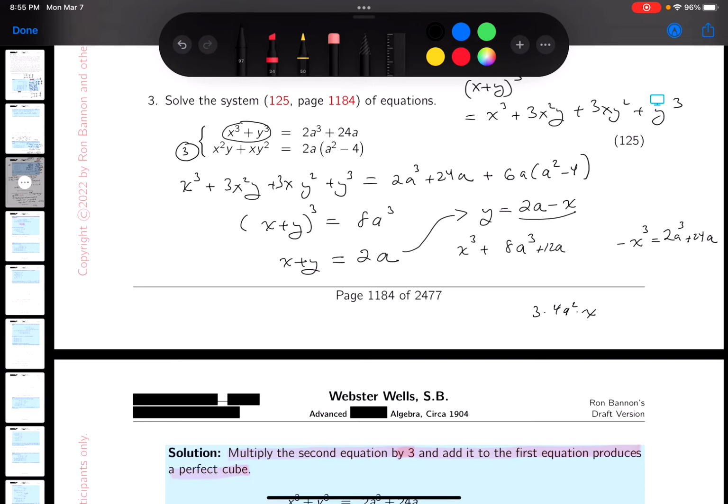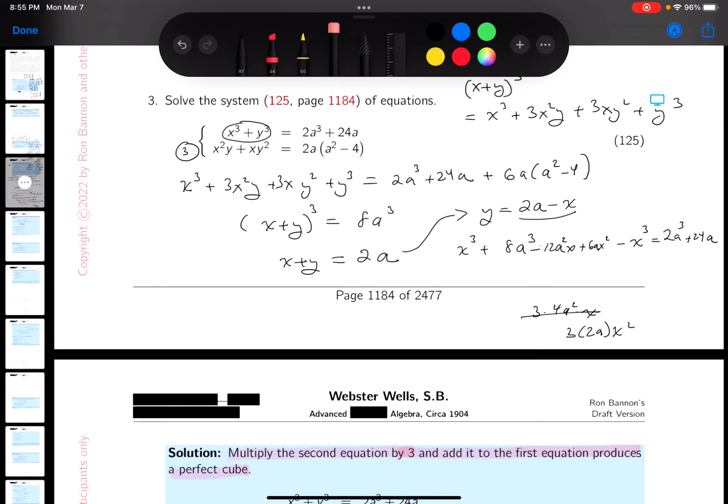I'm sorry, it's not plus, it's minus. My mistake. Minus 12a squared x. And then I get plus 3 times 2a, and that would be x squared, which is 6a x squared.